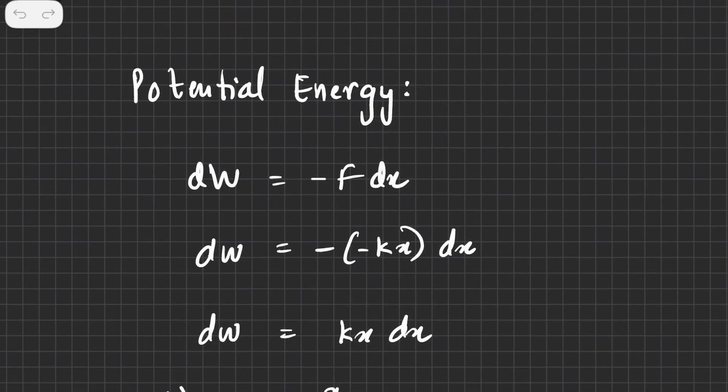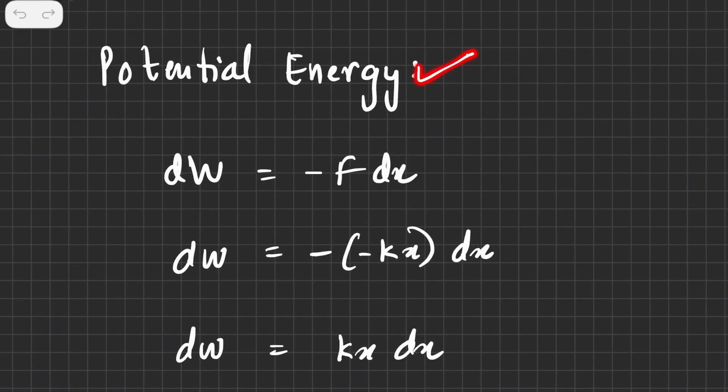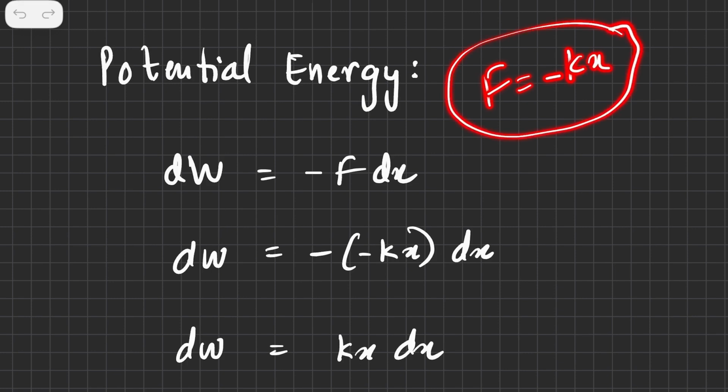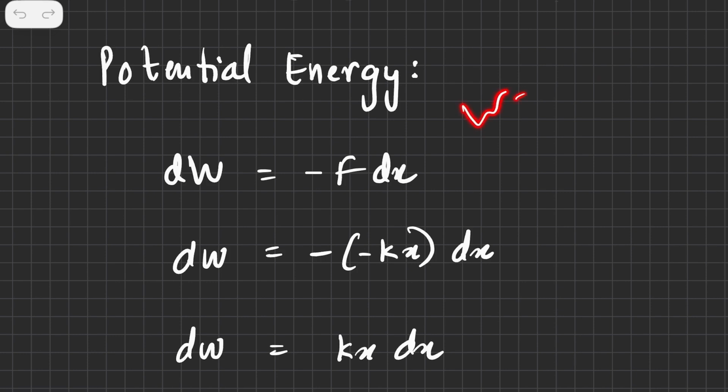Now, in order to find out potential energy, I'll try to find out work. But as you know that force is equal to minus of kx. This is the equation in SHM. So force is not a constant. Force is depending on x. That means force is variable in SHM. So we cannot use the direct formula of force into displacement. We'll have to use the integration.